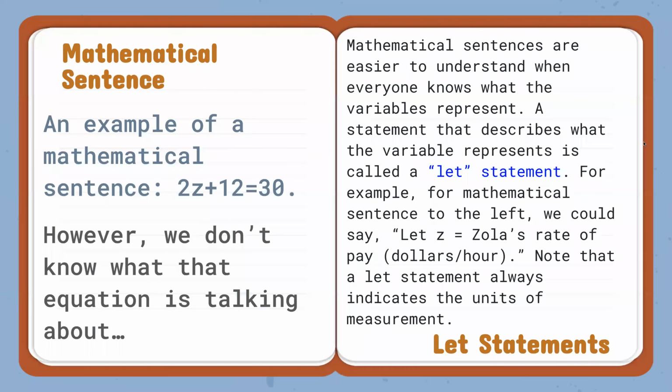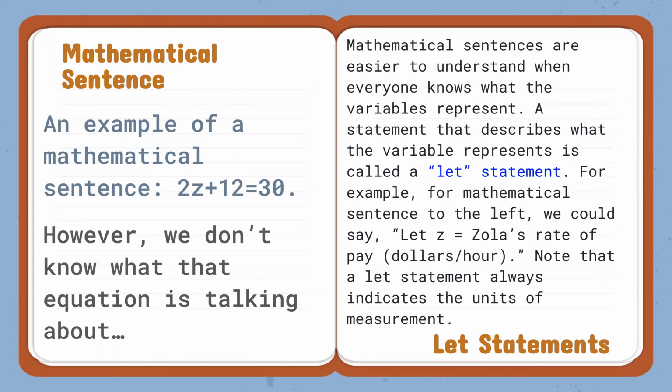So this is what a mathematical sentence is. An example of a mathematical sentence is 2z plus 12 is equal to 30. It's just like an equation, right? However, we don't know what that equation is talking about. What is the z? What does the 30 mean? The 12, the 2? And so mathematical sentences are easier to understand when everyone knows what the variables represent.